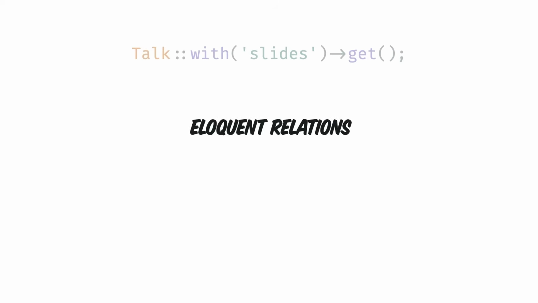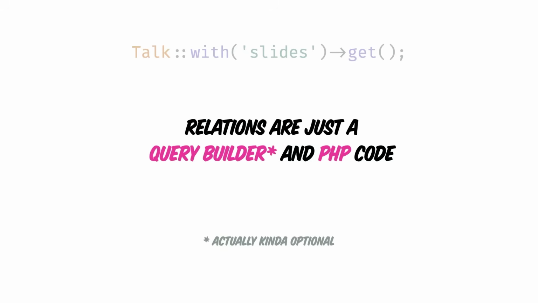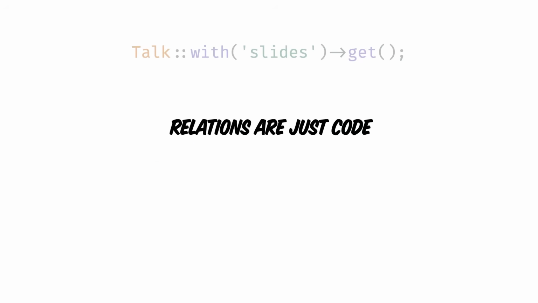I'm going to be talking about relations. Relations are really just a query builder and some PHP code. We don't necessarily think about it that way all the time, but under the hood, that's all they really are. And in fact, the query builder part is a little bit optional. So when you really get to it, relations and Eloquent are just code.